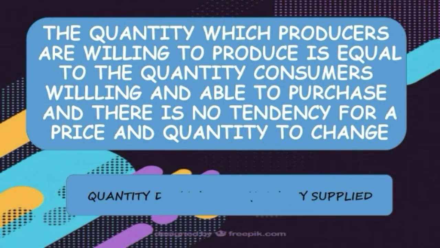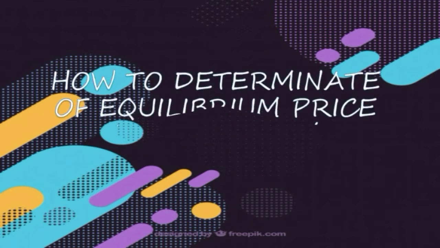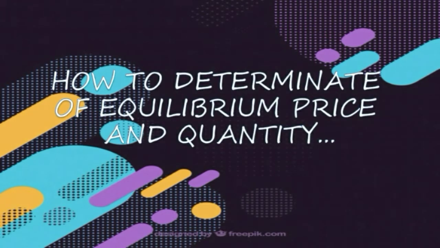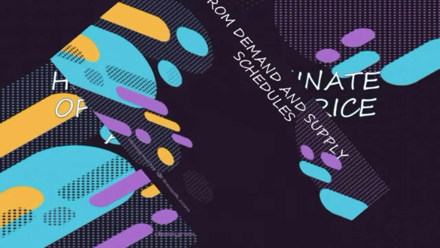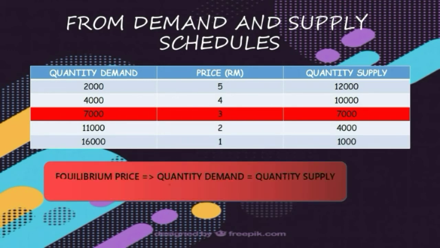From our understanding, market equilibrium exists when quantity demanded is equal to quantity supplied. Now we know how to determine equilibrium price and quantity from a demand and supply schedule. From what we can see, when quantity demanded is equal to quantity supplied, the price in that column will be the equilibrium price. So, for this demand and supply schedule, the equilibrium price is RM3. It is because the quantity supplied and quantity demanded are the same, which is 7,000.